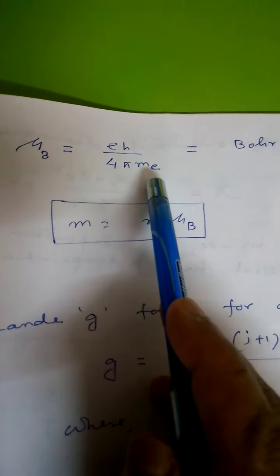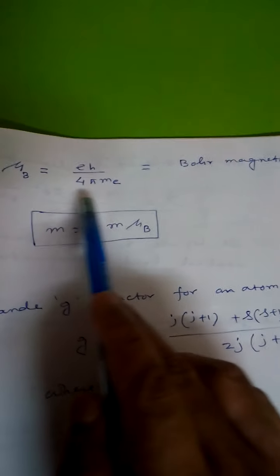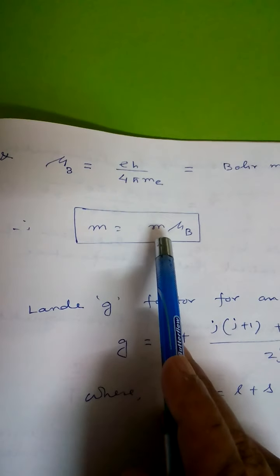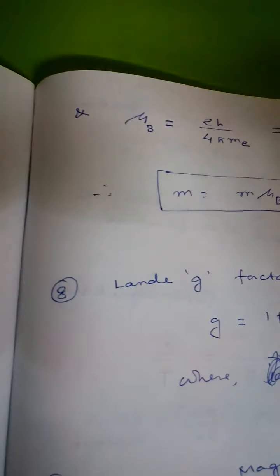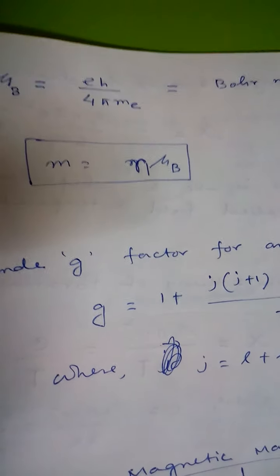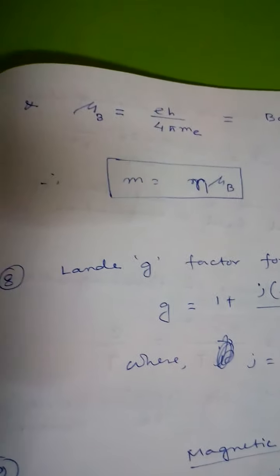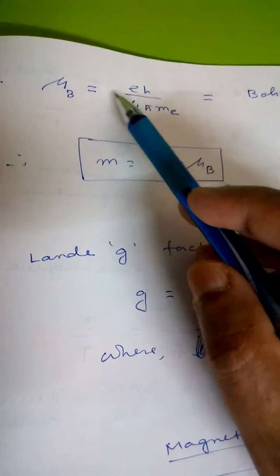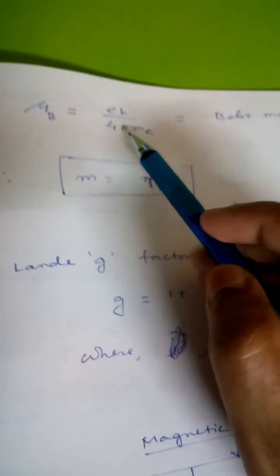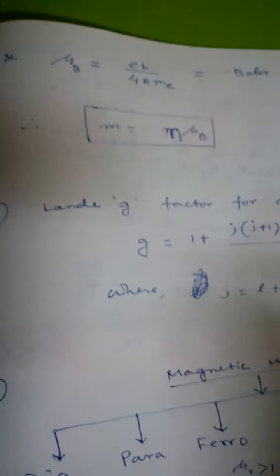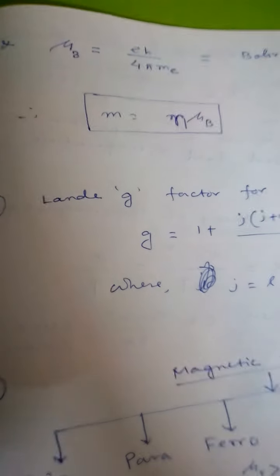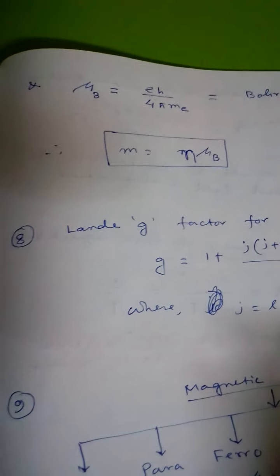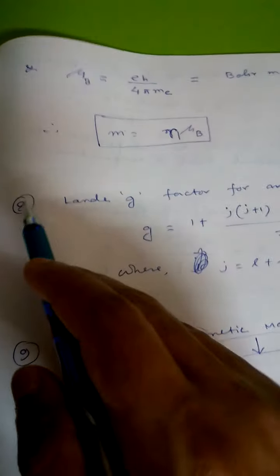m is the rest mass of the electron. This is called Bohr magneton. It can be treated as a unit. So M equals small n, sorry, this is small n, into mu b. Mu b is the Bohr magneton. This is the expression of one Bohr magneton. If n equals 2, it is 2 eh by 4 pi m, 2 Bohr magneton, and so on. So Bohr magneton is a unit of orbital magnetic moment.